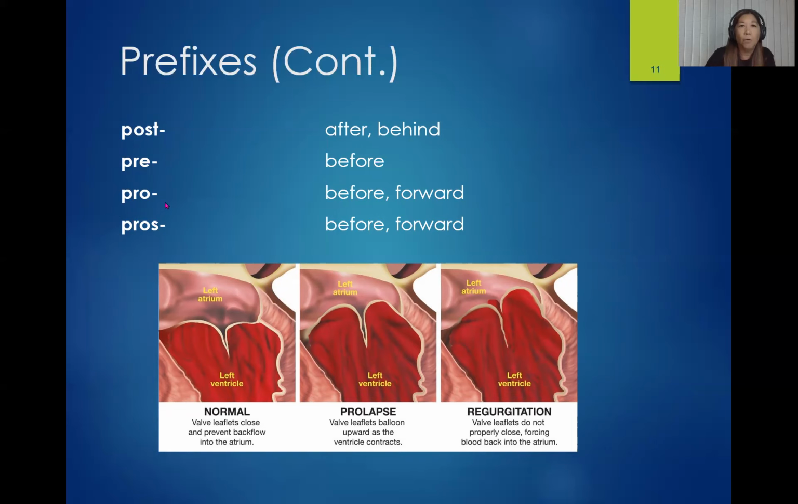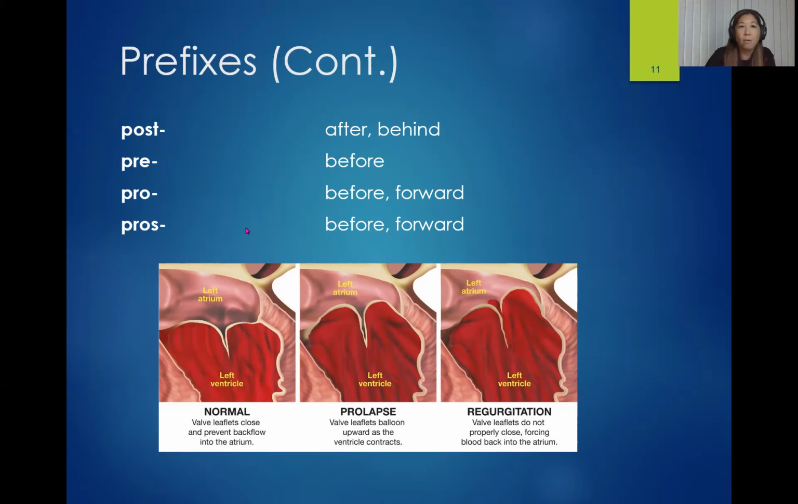Pro means before or forward. So prolapse, meaning pro means forward, lapse means slide. So prolapse means to slide forward. So this is a diagram that shows you mitral valve prolapse, right, where the valve balloons upwards as the ventricle contracts, right? So it's going the opposite direction, right? This is normal that the valve seals. In this case, this is going backwards up into the atrium, okay? So that's prolapse.